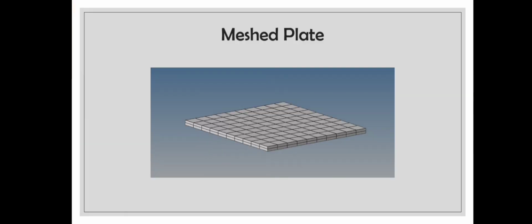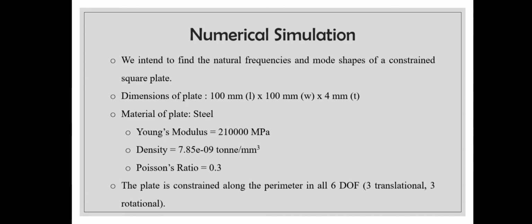So this is the plate, the thicker plate that we're intending to study. The dimensions of the plate are still the same, 100 by 100, but the only difference is we're increasing the thickness. In fact, we're doubling the thickness from 2 mm to 4 mm. The other parameters are still the same: we're using the same material, steel, with the same material properties, and we're constraining the plate along the perimeter as we have done so far.